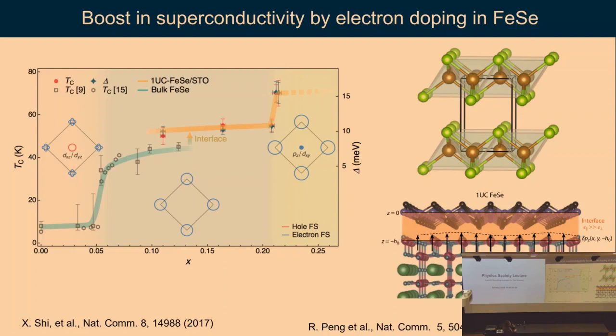The one I'm going to talk about today will be looking like this, which has a hole-like pocket in the center and electron-like pockets in the corner. But if you dope with electrons, you are going to increase the size of electron pockets, and the size of the hole pockets will decrease. So that's why you have no more red pocket here. This is the effect of the electron doping.